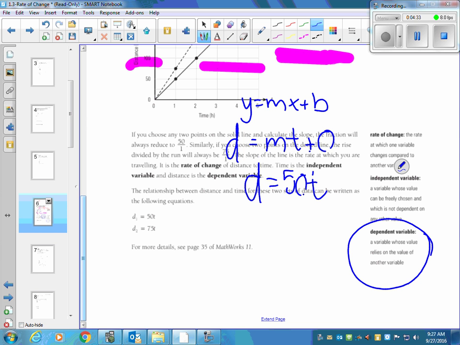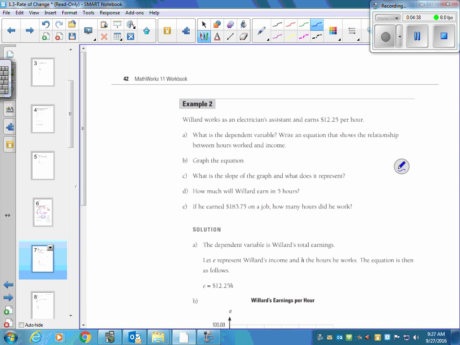So our dependent value is the actual amount of money she's making, right? Because that depends on how many hours she works. So the independent one would be the hours she worked. The dependent variable is her income, okay? So her income is based on how many hours she worked times by the slope, which is 12.25 per hour. So what would we write her income? Income is equal to 12.25 per hour.